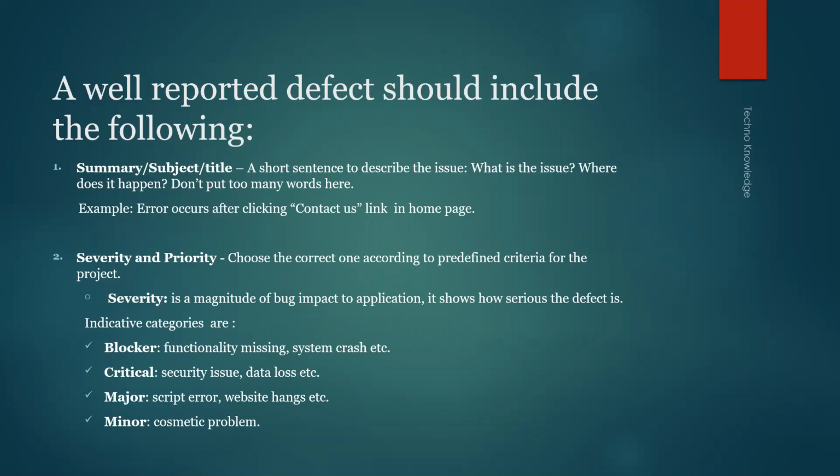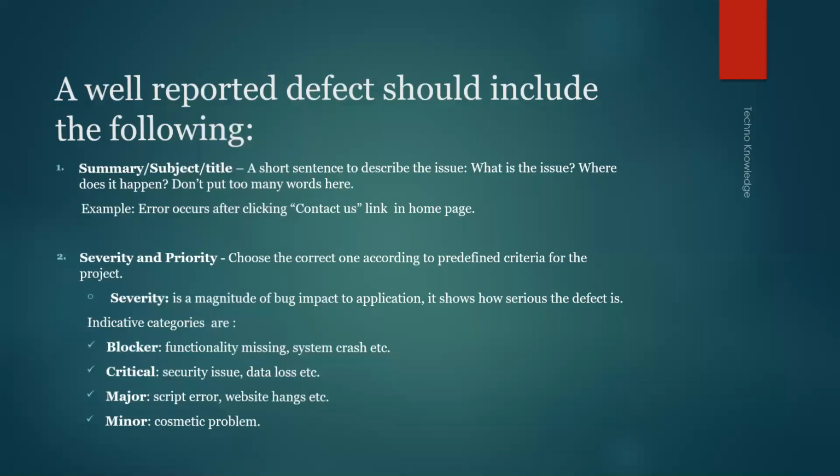Second is critical. If there is a security issue or data loss, you can call it critical. Major is, for example, if your website hangs. And minor is something where you encounter a cosmetic problem. So these are the various indicative categories of severity. Based on your defect management tool, whether you are using VSTS, HPLM, Jira, or maybe Bugzilla, these categories could vary, but more or less they will remain the same.